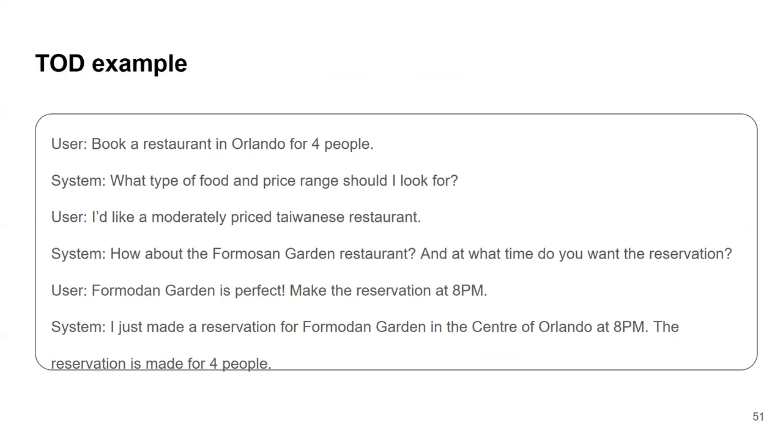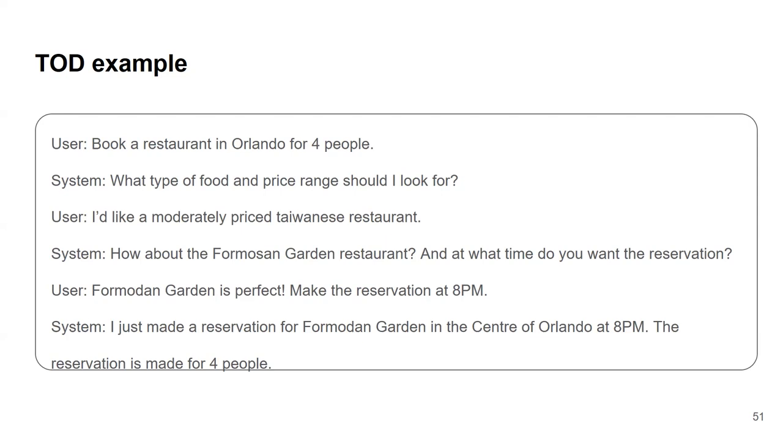This is an example of a TOD, an example of a dialogue. We have a user and a system interacting, and the user wants to book a restaurant in Orlando for 4 people. So we already know the task is booking a restaurant, and then we have some specific attributes: the city of Orlando and the party size of 4. The system can already bring some recommendations, some restaurant names, but it chooses to extract more information from the user to make sure that it actually reaches what the user wants. For example, the user didn't specify anything about the cuisine, so there are probably a lot of restaurants available in Orlando for 4 people.